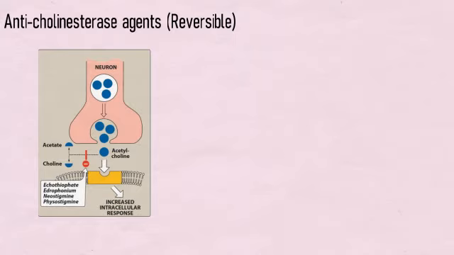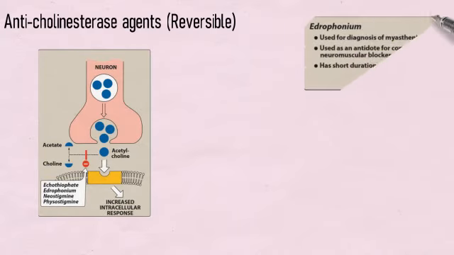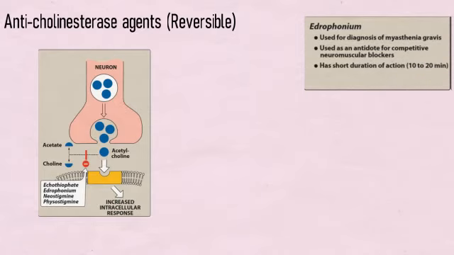Actually, they are inhibitors of the acetylcholine esterase enzyme. They inhibit this enzyme and prevent the breakdown of acetylcholine. They are also known as anti-cholinesterase agents or cholinesterase inhibitors. So keeping this figure as the mainstream, I'm going to discuss the different drugs that are in this category.